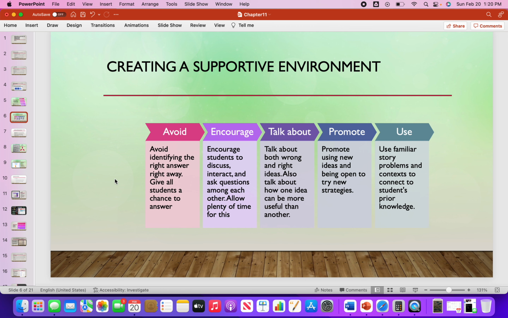the problem. Talk about both wrong and right ideas. Also talk about how one idea can be more useful than another. Promote using new ideas and being open to trying new strategies. Use familiar story problems and context. This is in order to connect with students and keep their interest, and also connect to prior knowledge.